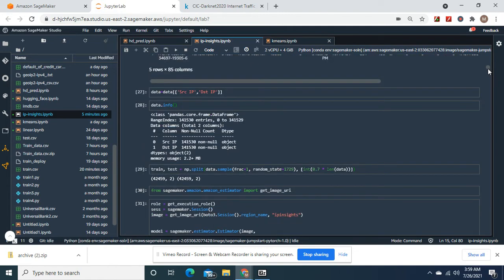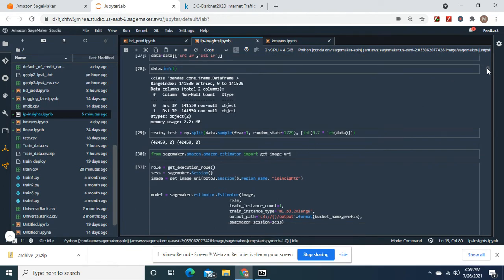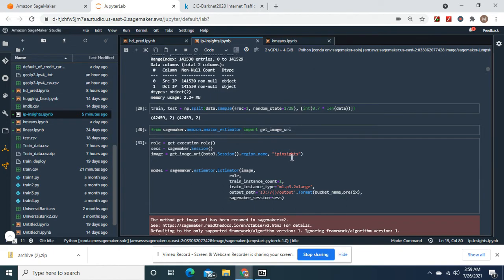Okay. And then I did the test train split and then get image URI. And then remember, like we always talk about, IP Insights. That's the name of the algorithm. This is what you do right here.